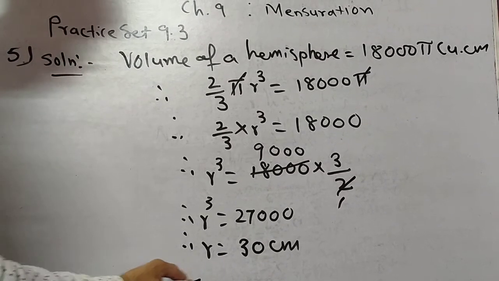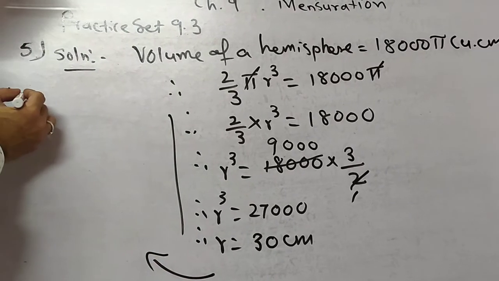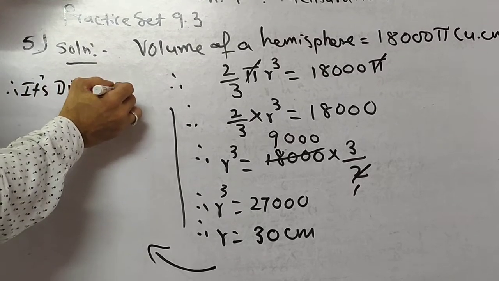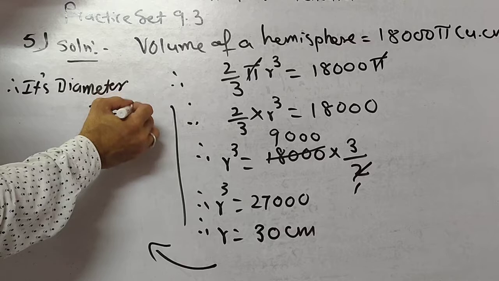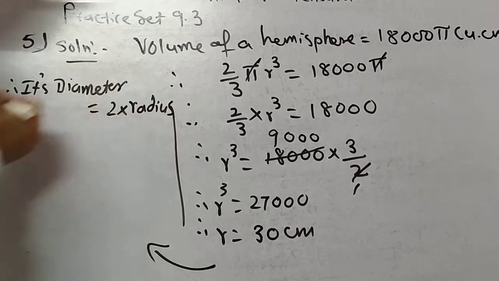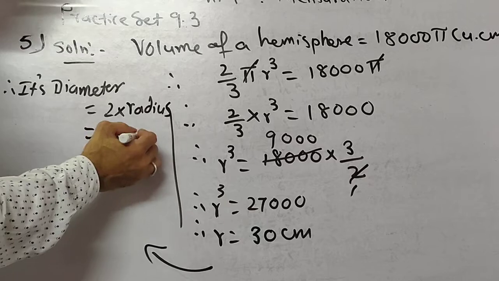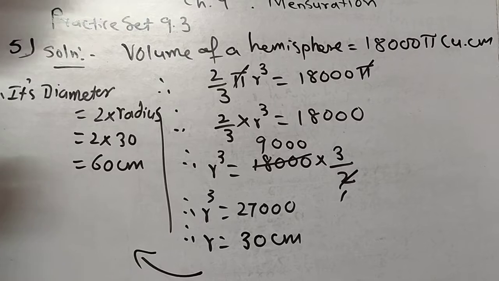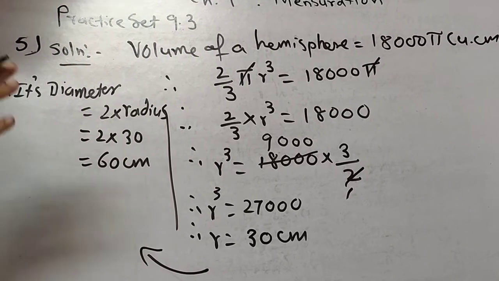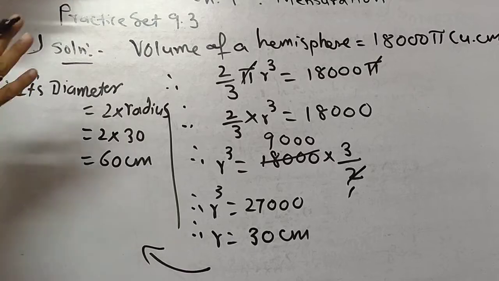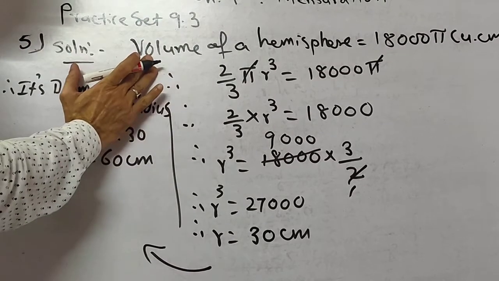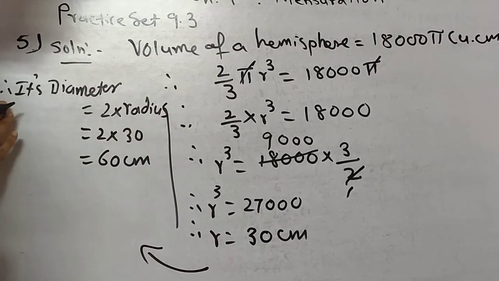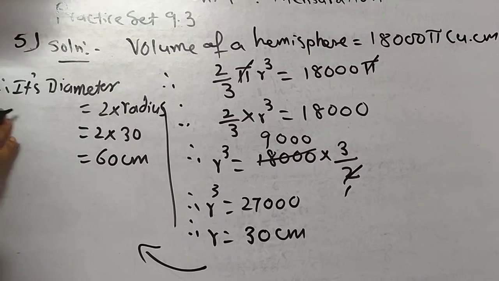Okay, r you got is 30, but we want the diameter. Find its diameter. Therefore, its diameter is equal to 2 into radius, meaning 2 into 30, that is 60 centimeter. So very easy sum it is. Diameter you want, not curved surface area, not total surface area, only diameter. With the help of the volume formula, you will get r. After getting r, the diameter is 2 into 30, 60 centimeter.